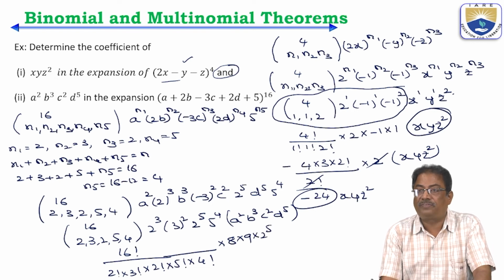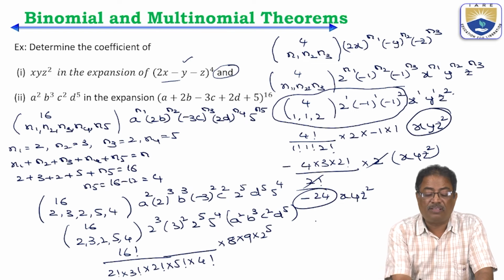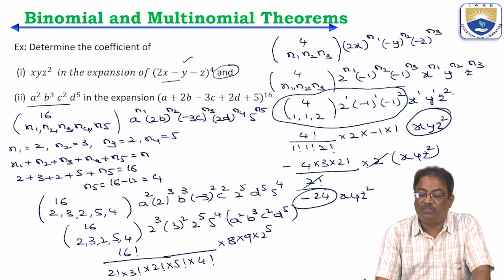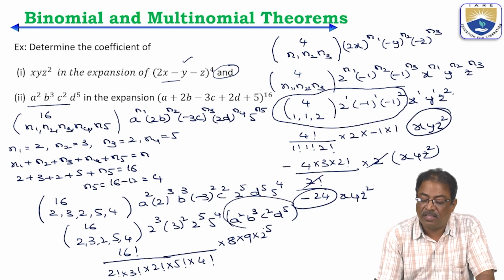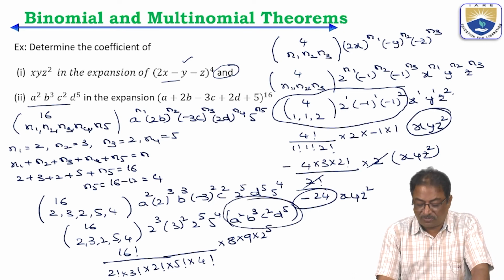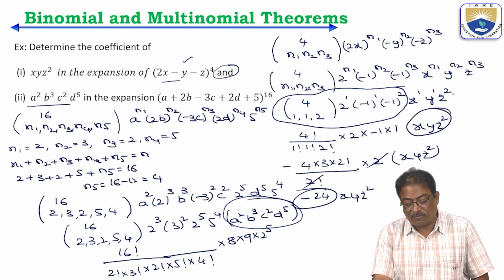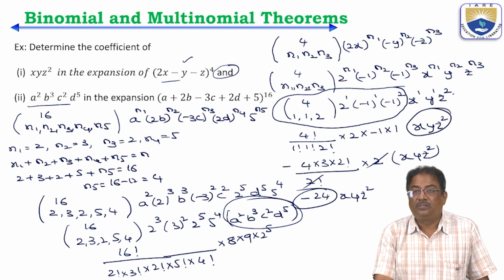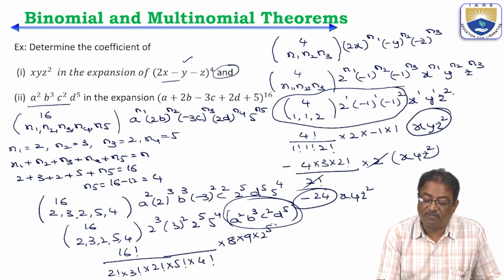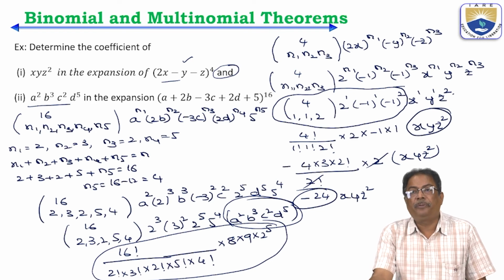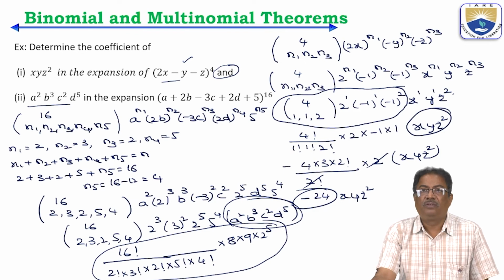So this is the quotient of a square, b cubed, c square, d to the power of 5. So after simplifying this, whatever value we get is the final answer. So this is the coefficient for a square, b cubed, c square, d to the power of 5.